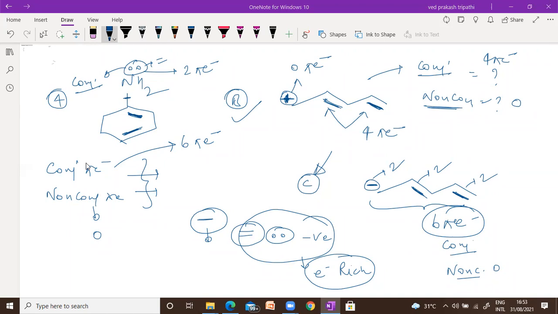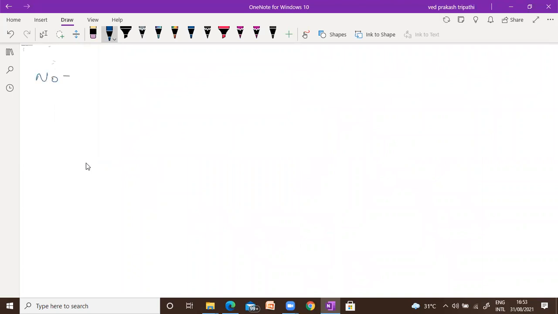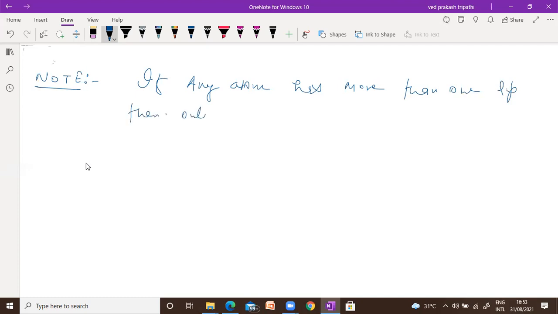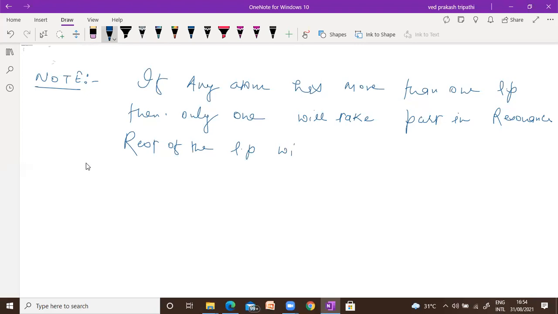Here few note points. I just want to clear this one. Note number 1. If any atom has more than one lone pair, then only one will take part in resonance. Rest of the lone pair will be non-conjugated.